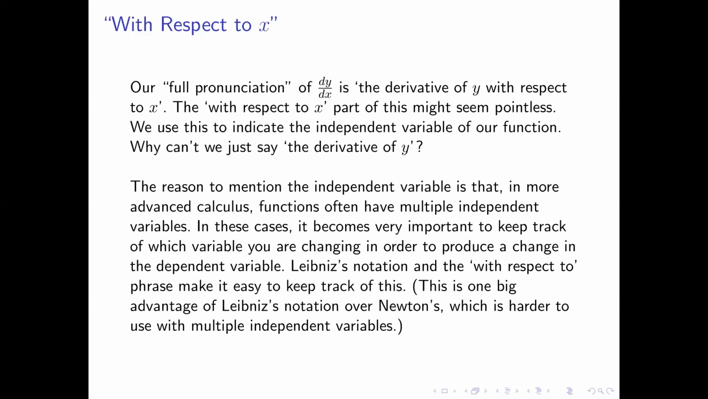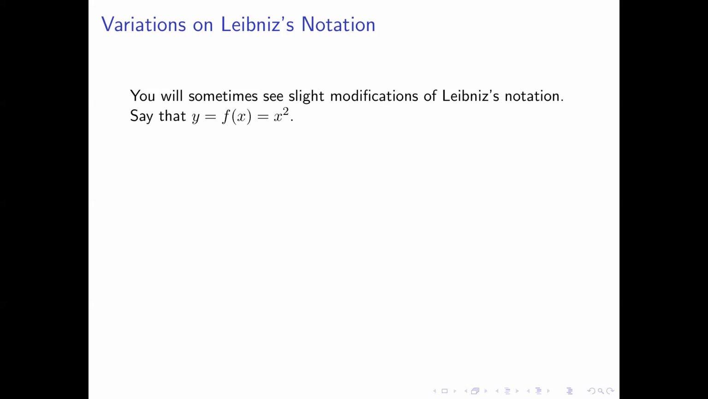This is one advantage, by the way, of Leibniz's notation. Newton's notation is not as well suited for functions that have more than one independent variable. And so when you do more advanced calculus, often you use Leibniz's notation almost exclusively. There are some slight variations on Leibniz's notation to deal with the different ways in which a function can be presented to us. So here are some modifications you'll see of Leibniz's notation.